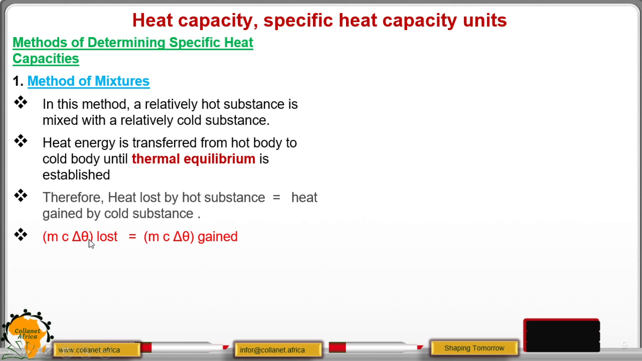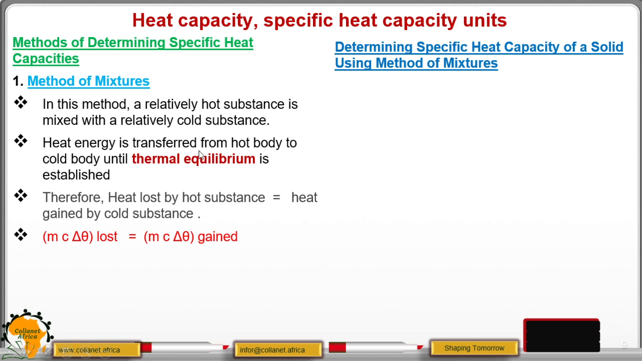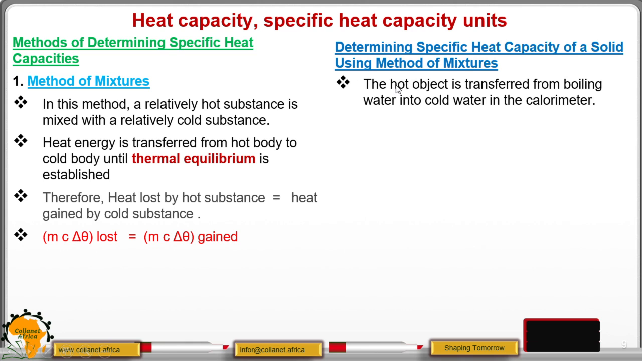MCΔθ lost must be equal to MCΔθ gained, where M is the mass, C is the specific heat capacity, and Δθ is the change in temperature. Now, we move to determining specific heat capacity of a solid using the method of mixtures.